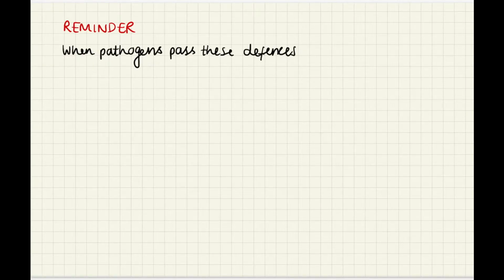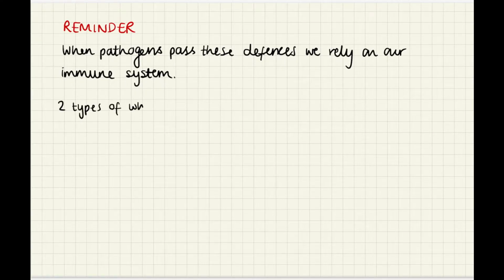I'm going to start off with a quick reminder or recap. So when pathogens get past these defences, we have to rely on our immune system. Our immune system consists of two types of white blood cell that you need to know about. So we've got lymphocytes and phagocytes. Lymphocytes are the ones that make antibodies against pathogens, and phagocytes are the ones that engulf and destroy pathogens.